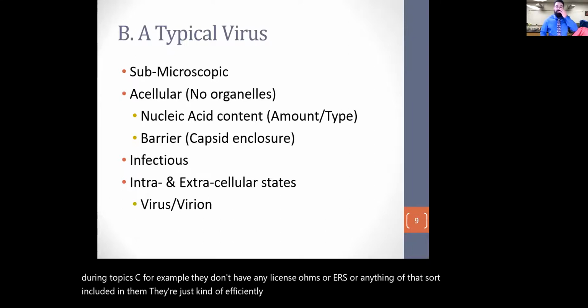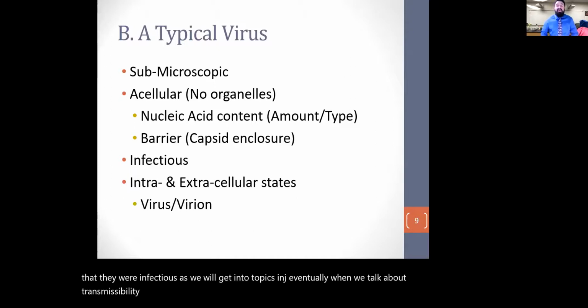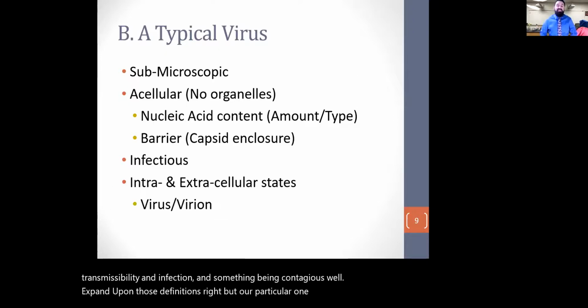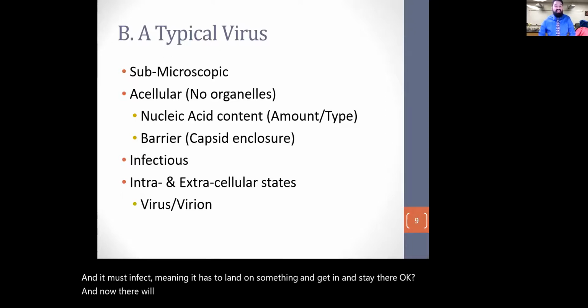And what's unique about them is that they're infectious. As we will get into topics I and J eventually, when we talk about transmissibility and infection and something being contagious, we'll expand upon those definitions, right? But for our particular one, a virus, that means it can be transmitted, and it must infect, meaning it has to land on something and get in and stay there, okay? And now there will be variations on how much is needed for it to stay there. So things like viral load and these definitions will come in a little bit later, all right?